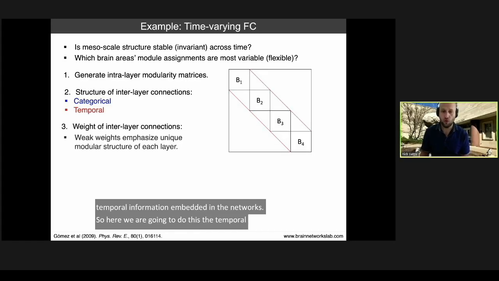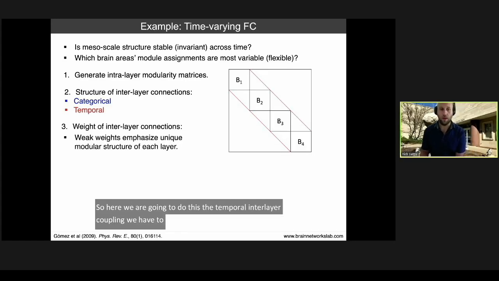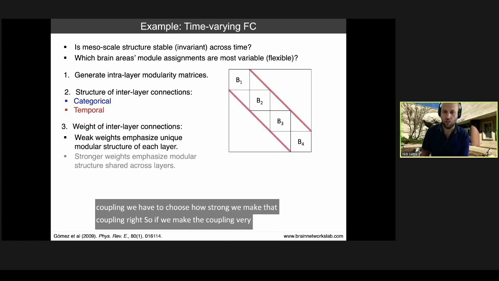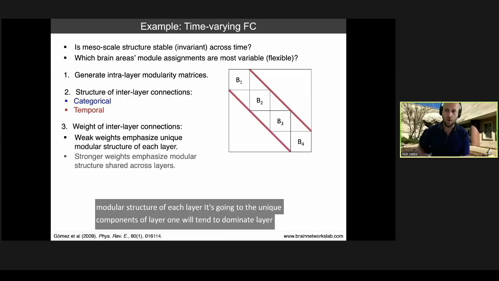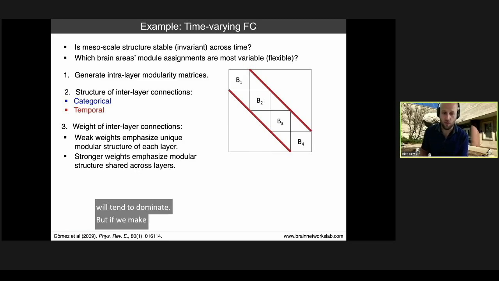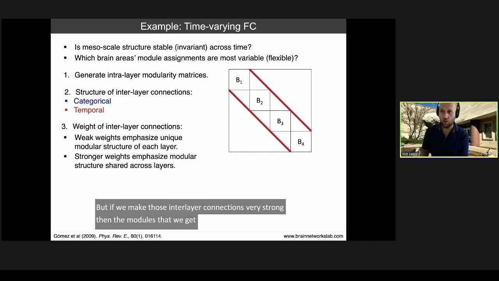We have to choose how strong we make that coupling, right? So if we make the coupling very weak, and you'll notice that I'm changing the thickness of those lines, the modules that we get back are going to emphasize the unique modular structure of each layer, right? The unique components of layer 1 will tend to dominate, layer 2 will tend to dominate. But if we make those interlayer connections very strong, then the modules that we get back are going to emphasize the shared structure that's common across all layers.